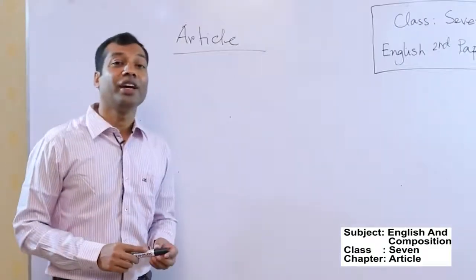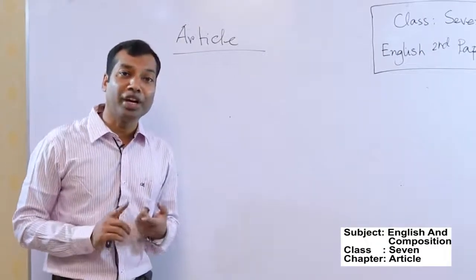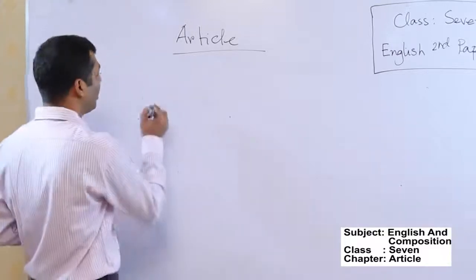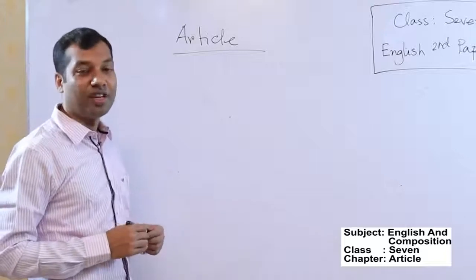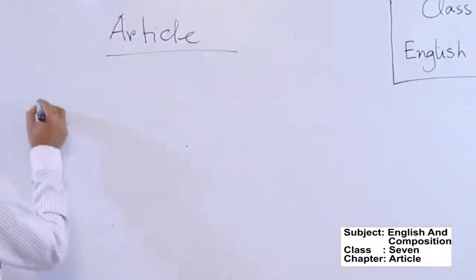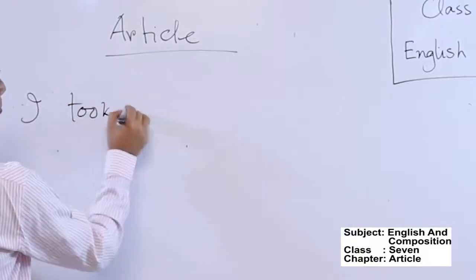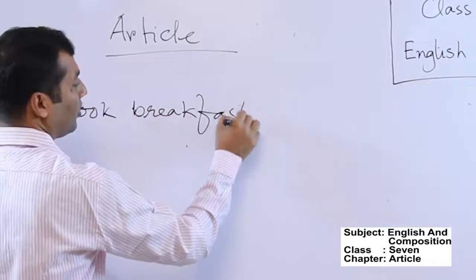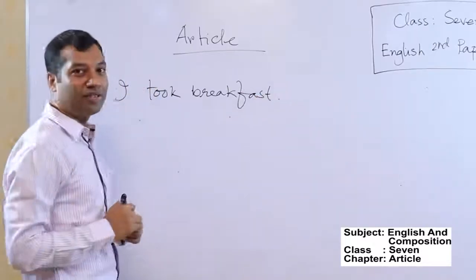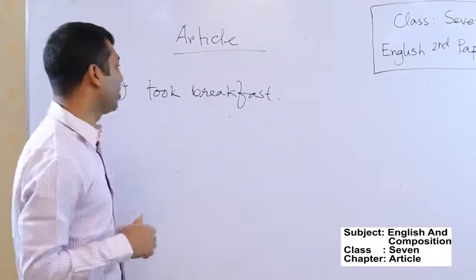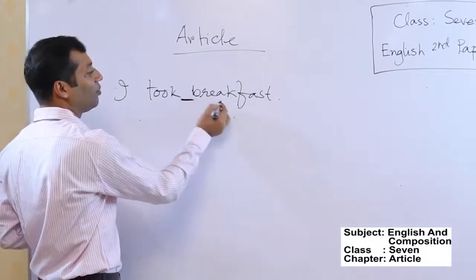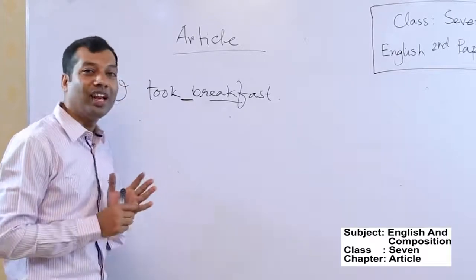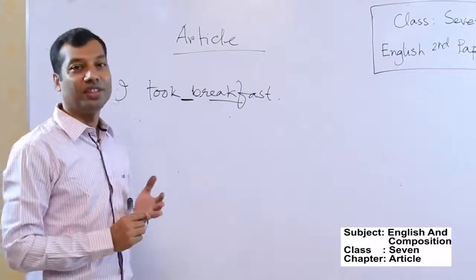And before any particular meal, you do not need to use any article. For example, lunch, dinner, supper, breakfast. I took breakfast. You cannot say I took the breakfast or I took a breakfast. You cannot use any article before the names of the meals. The names of the meals are breakfast, lunch, supper or dinner.